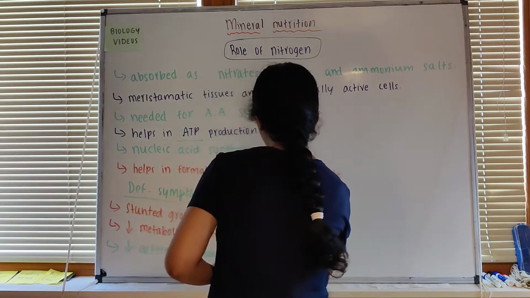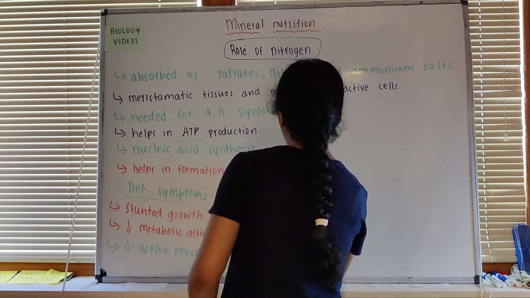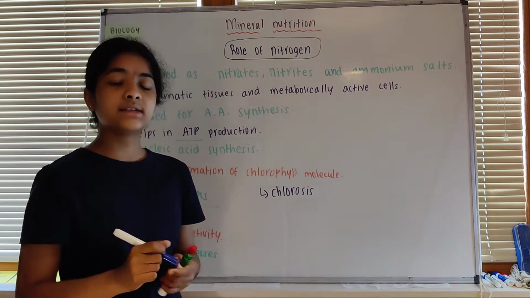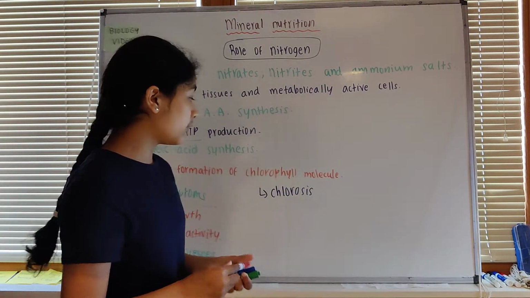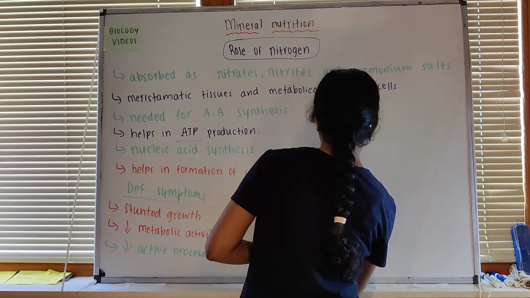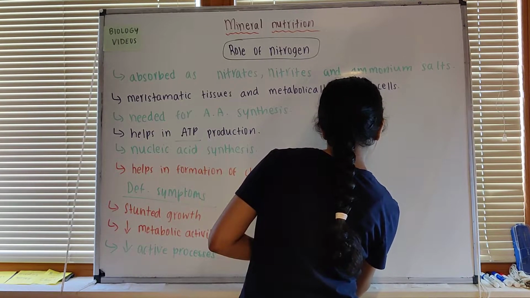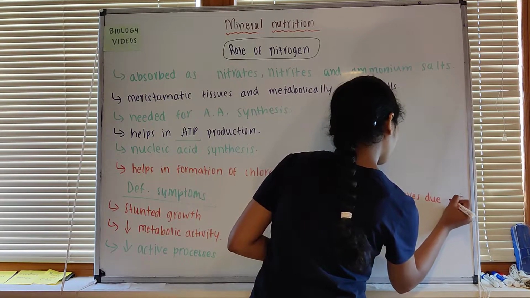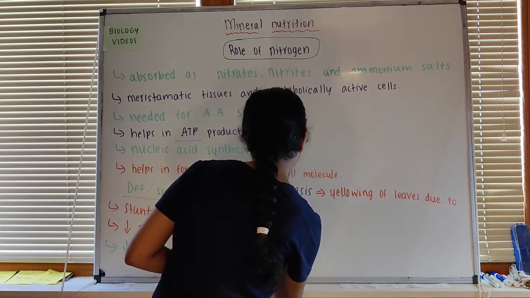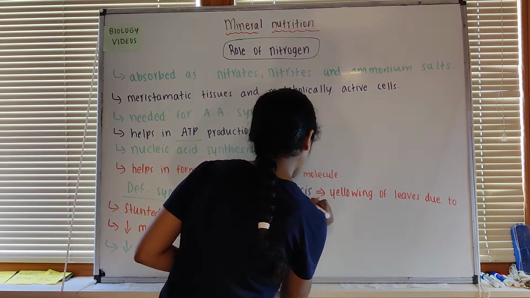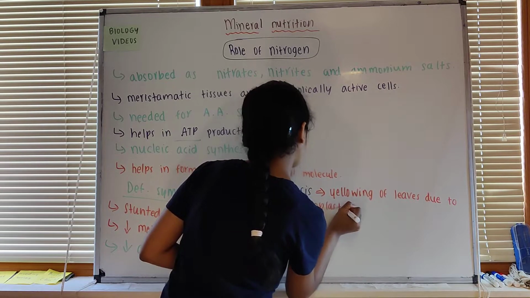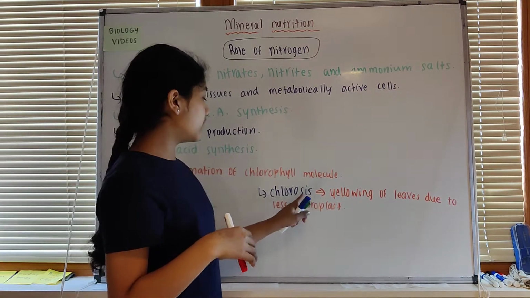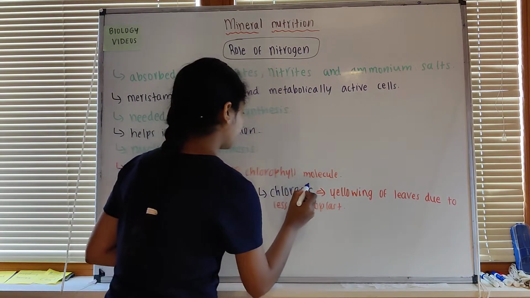Next, deficiency of nitrogen also leads to a condition called chlorosis. Chlorosis is, in simple words, the yellowing of leaves due to less chloroplast. Chloroplast is not there. That's why deficiency of nitrogen leads to chlorosis.